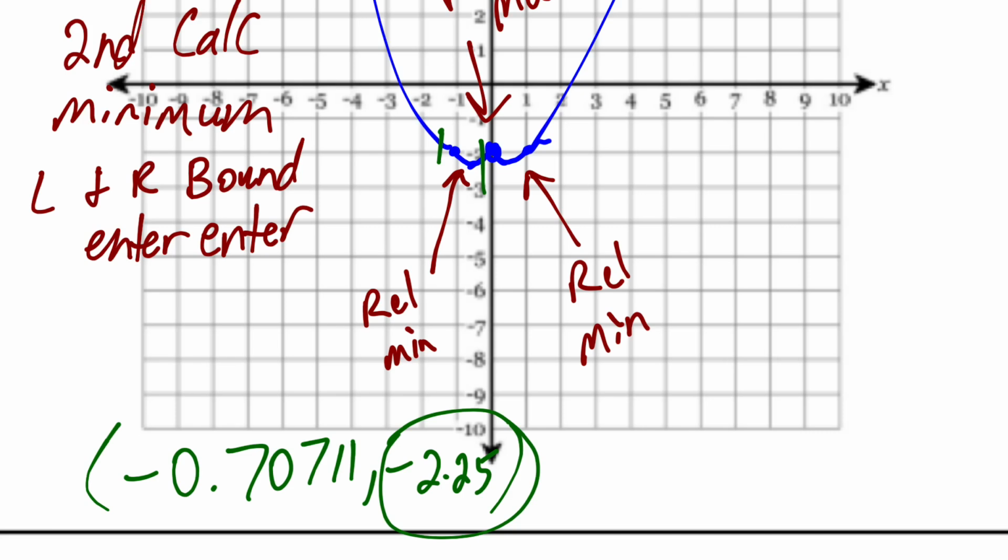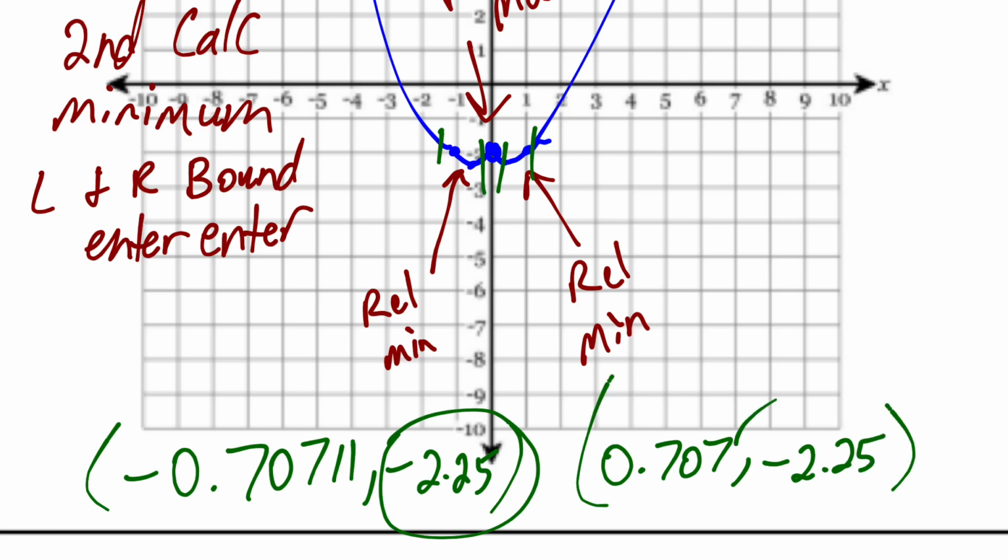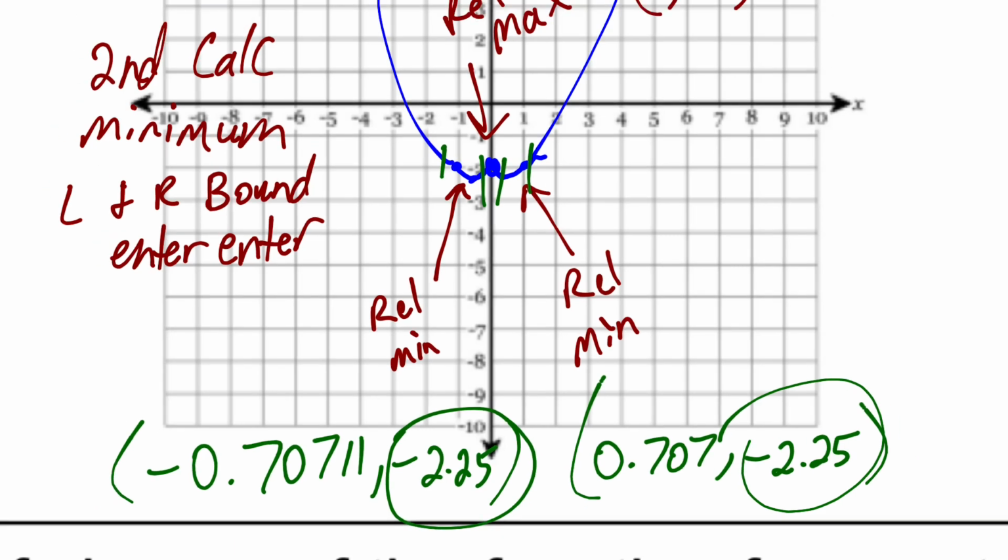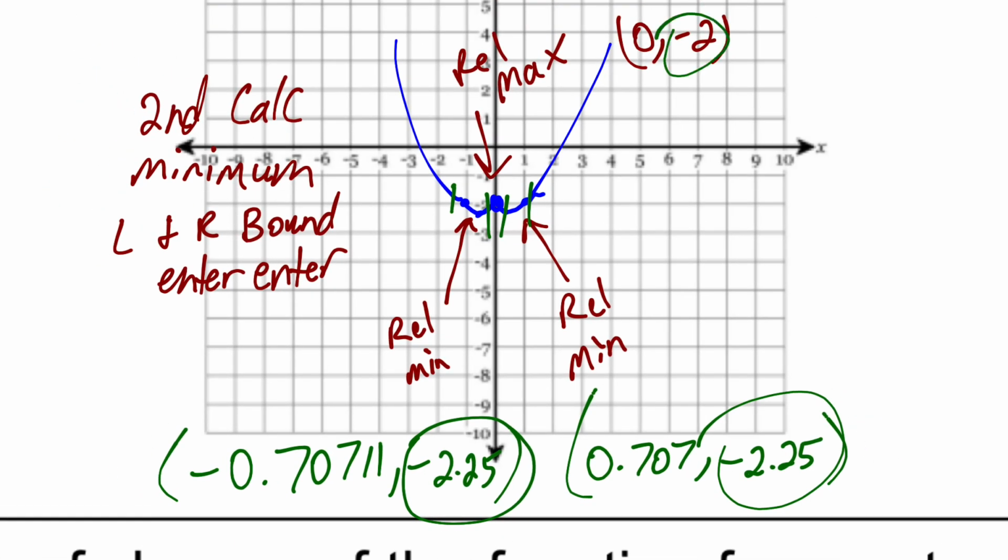You do the same steps here on the right. We establish a left bound and a right bound, and we're trying to find the other relative minimum. And it turns out it's the exact opposite. And it looks like that. So the relative minimums for both of those are negative 2.25, and the relative maximum is a negative 2.